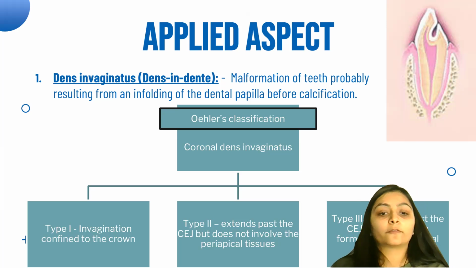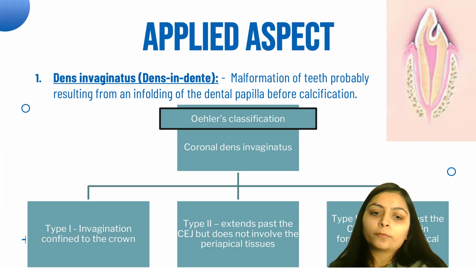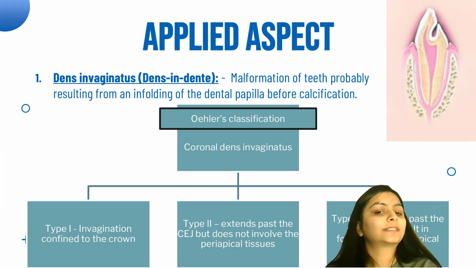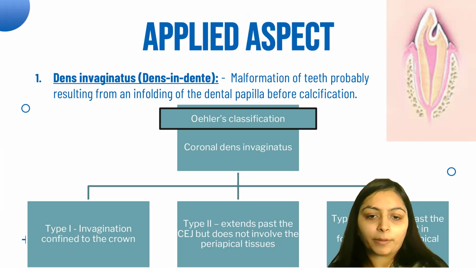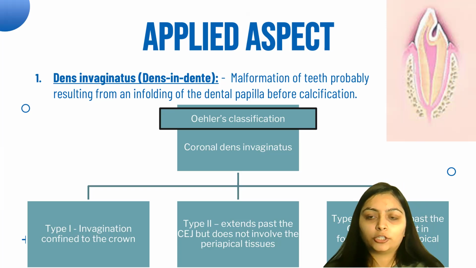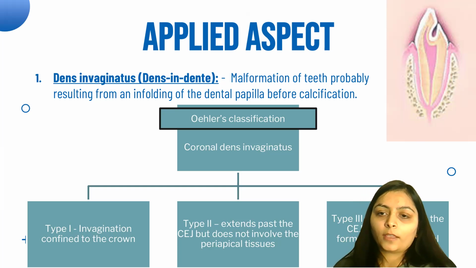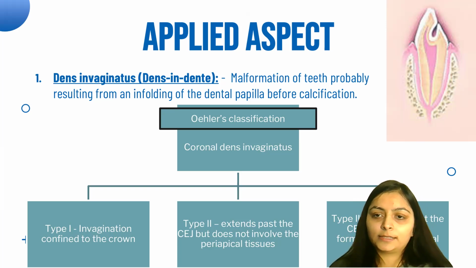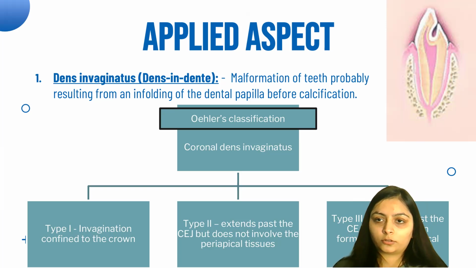Type 1, confined to the crown. Type 2, extends past the CEJ but does not involve the periapical tissue. And type 3 also includes the periapical tissue. We can clearly see in this picture a tooth-like structure within the tooth. In the coronal portion, you can appreciate it.